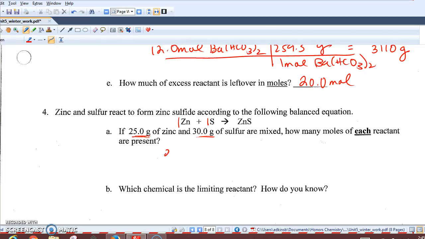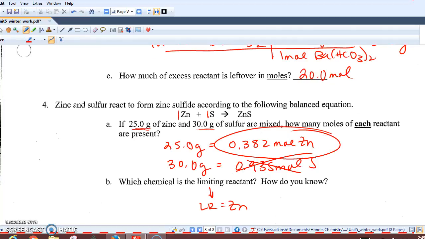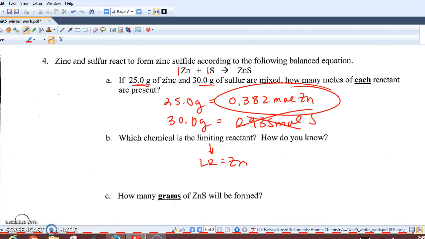So for our grams of zinc, 25 grams of zinc is equal to 0.382 moles of zinc. And for the sulfur, 30 grams was equal to 0.935 moles. So I have to take my lower number. So that means zinc is the limiting reactant. How do you know? Well, when I took its moles and divided by its coefficient, it gave me the smaller number. And then how many grams of zinc sulfide will be made?